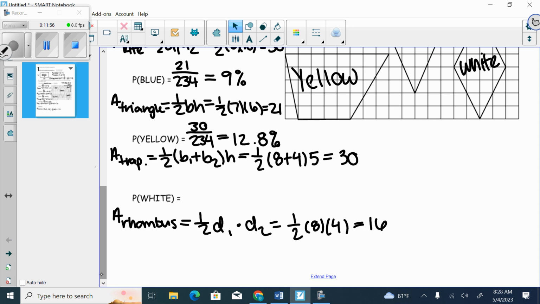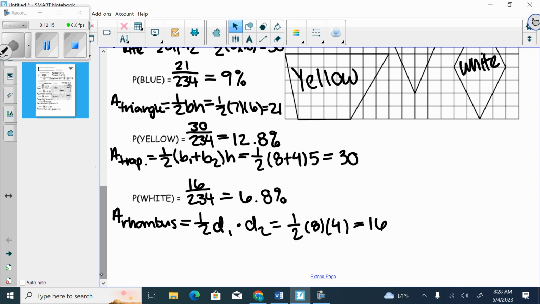So the likelihood of hitting white, or the probability of hitting white, is 16 out of the total 234, which is what percent? 6.8. Alright.